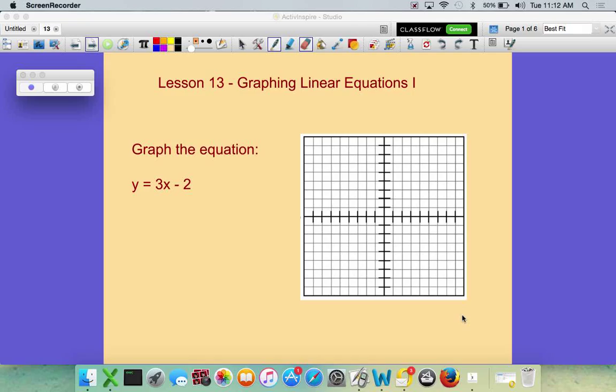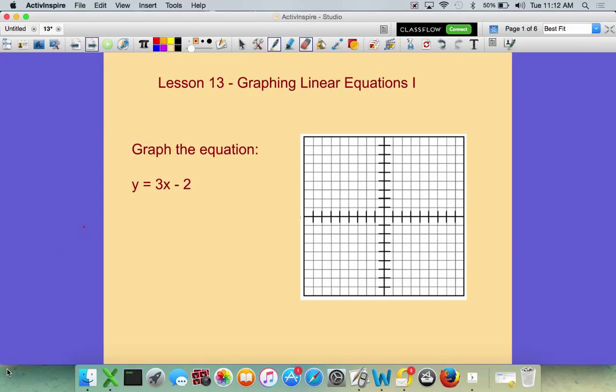13, graphing linear equations. The first thing I see there is the word linear, which means straight lines. We're going to graph out these things using a straight line here. All right, graph the equation y equals 3x minus 2. Now, there are lots of different ways to graph these. I'm going to show you a few different ways to graph these. It's up to you how you decide to do it though.